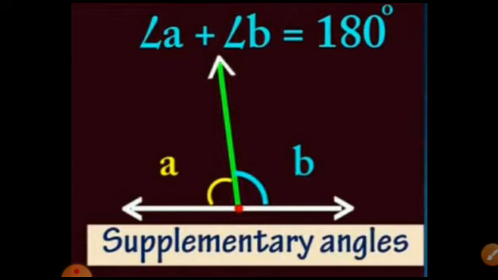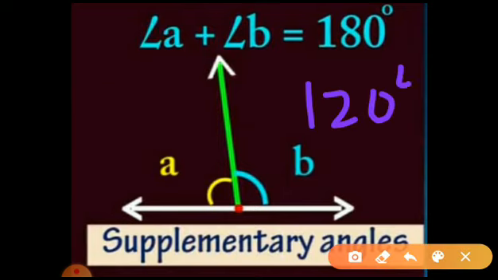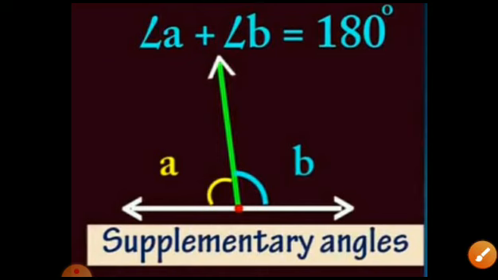Next definition, it is your supplementary angle. Supplementary angle means what? If the sum of two angles is equal to 180 degrees, they are called supplementary angles. Now, if I have been given one angle, suppose it is 120 degrees, what will be the supplementary angle of 120? Just subtract 120 from 180. So 180 minus 120, I'll get 60 degrees. That means 120 degrees and 60 degrees are supplementary angles of each other. Is that clear?